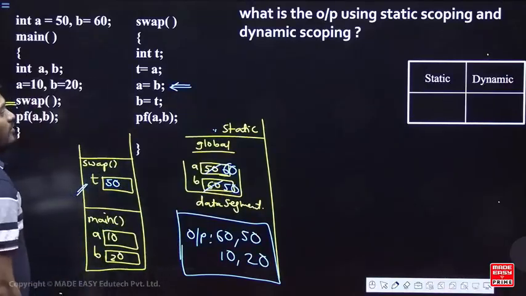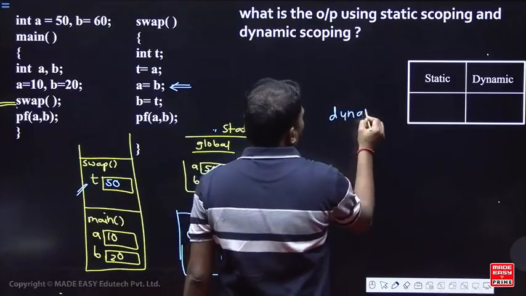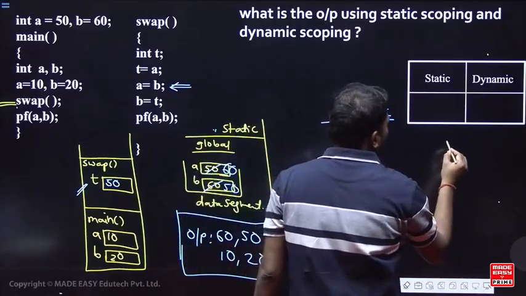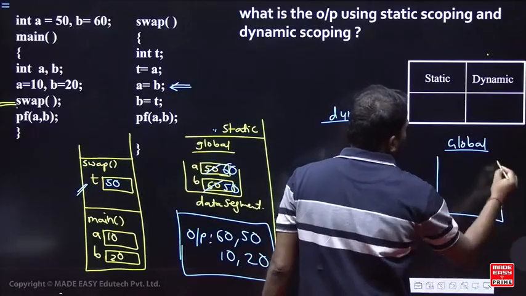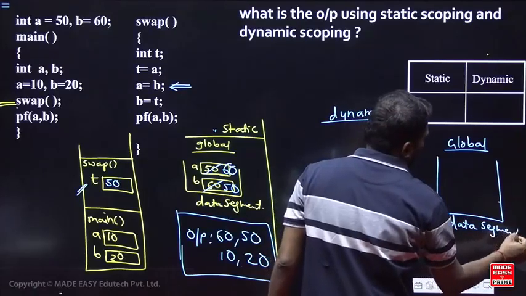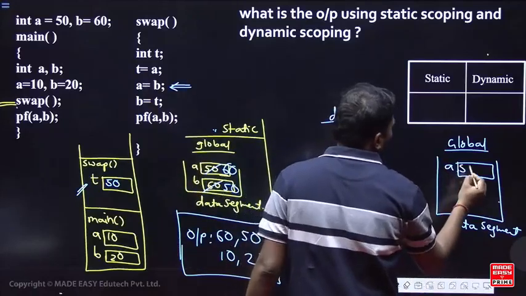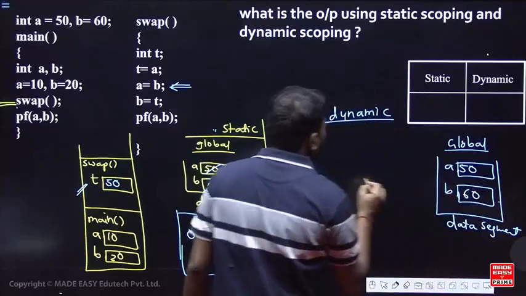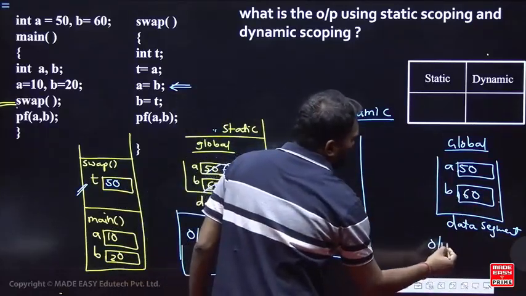Now, what is the output if you follow dynamic scoping? Let's try to understand. I'll explain that now. Listen carefully. If I follow dynamic scoping, same thing, memory is allocated for the global variables in the data segment at compile time. Now, tell me, variable A is how much here? 50. And variable B is how much here? 60. Now I am solving the same program with dynamic scoping, and I am going to write the output here.